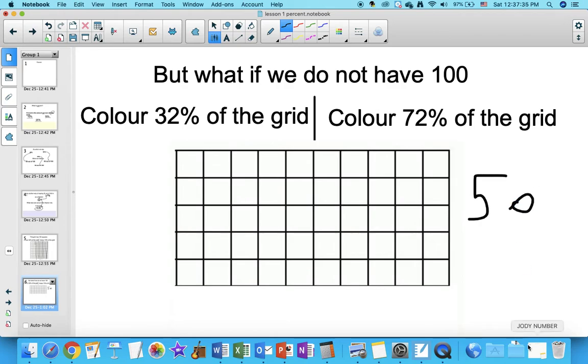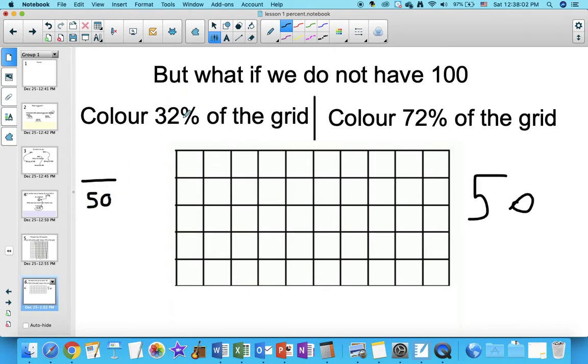Well, 50 is not 100. So how do I represent 32%? Because 32% is out of 100. Well, we can do this mathematically, right? And if you remember from proportional reasoning, you could write this out as a cross-multiply kind of question. So we have 50 squares in total, right? That's the total. So I'm going to draw this fraction. It's a total of 50.